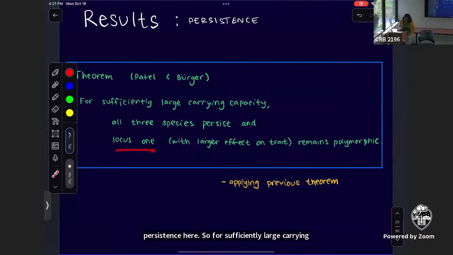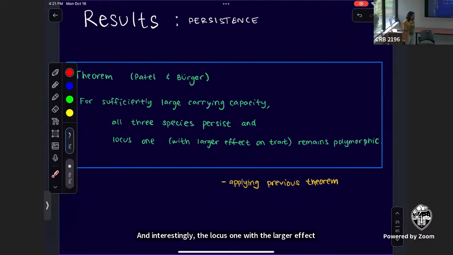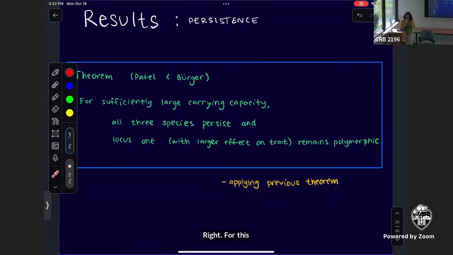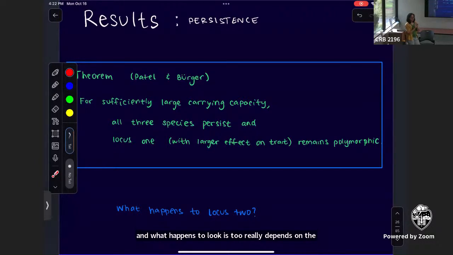And interestingly, the locus one with the larger effect on the trait remains polymorphic. So the locus in the predator species with larger effect on the trait remains variable within the population, right? For this result, we really are just applying the theorem from the first part of my talk. So this begs the question, well, what happens to locus 2? And what happens to locus 2 really depends on the recombination rate within the predator, right? In some cases, it will also remain polymorphic, but in others, it will get fixed to one allele or the other.